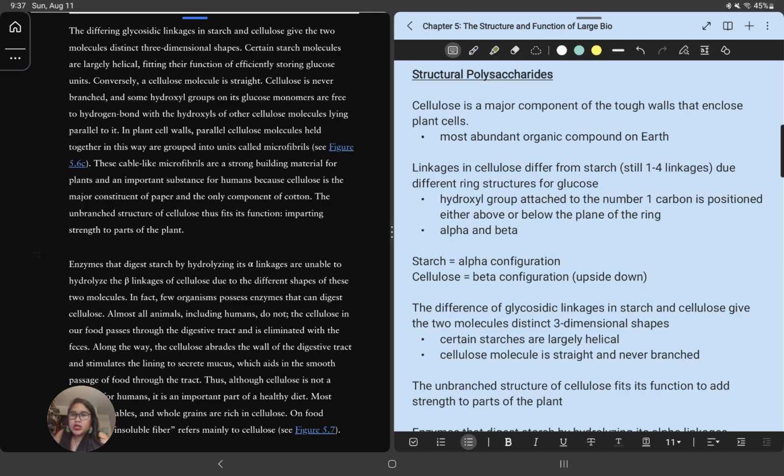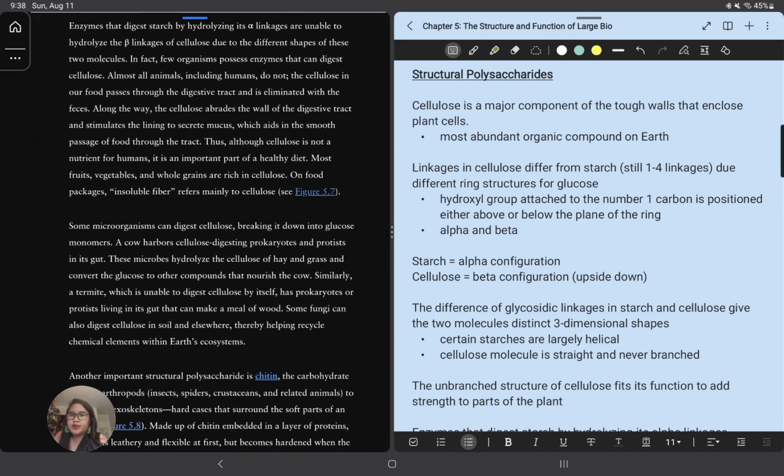Cellulose is never branched, and some hydroxyl groups on its glucose monomers are free to hydrogen bond with the hydroxyls of other cellulose molecules lying parallel to it. In plant cell walls, parallel cellulose molecules held together in this way are grouped into units called microfibrils. These cable-like microfibrils are a strong building material for plants and an important substance for humans because cellulose is the major constituent of paper and the only component of cotton. The unbranched structure of cellulose thus fits its function, imparting strength to parts of the plant.